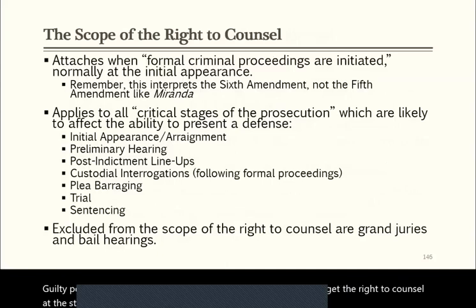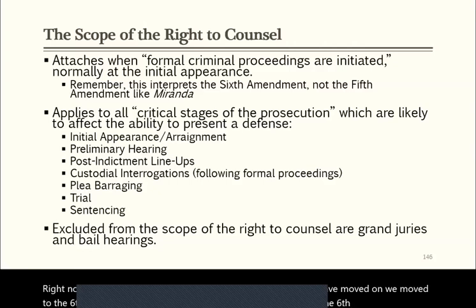So let's talk about the scope of the right to counsel, right? Because again, this has been developed via court cases and really the rules of procedure and things like that. So that being said, the right to counsel attaches when, quote, formal criminal proceedings are initiated, end quote. So normally this is going to be the initial appearance, right? Now, when we talked about the right to counsel when we are being questioned, that was the Fifth Amendment. Because again, at the Fifth Amendment, you're not charged with anything yet. You're in custody and you get a lawyer, right? Now, because you've been charged, now that we have moved on, we move to the Sixth Amendment, and that's what we're talking about now.